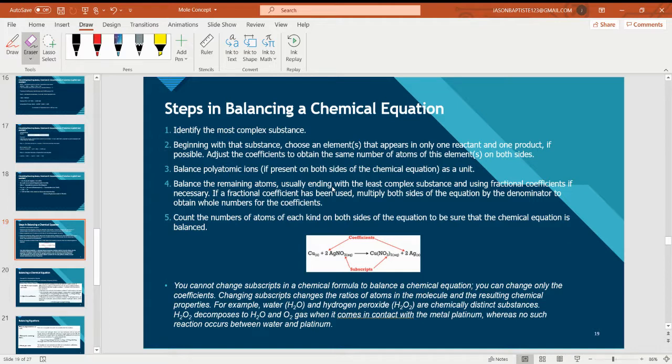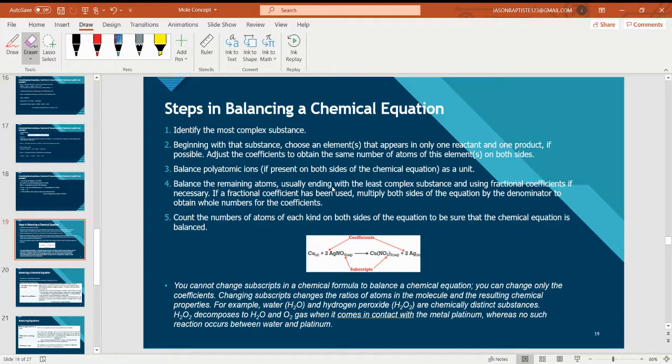It doesn't make sense. You really can't have half of a hydrogen atom or half of a copper atom or even half of a silver atom. It just does not work that way. So you just multiply throughout by whatever number is necessary to get a whole number, right? And then lastly, count the number of atoms of each kind on both sides of the equation to be sure that the chemical equation is balanced.